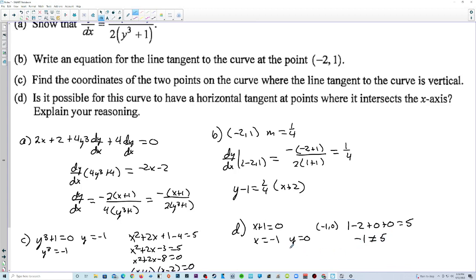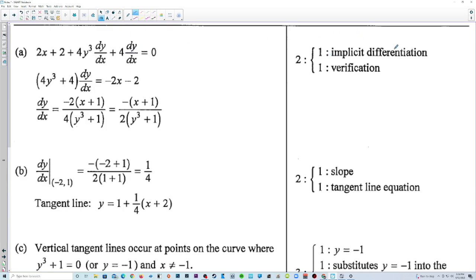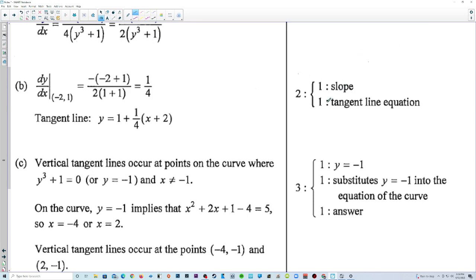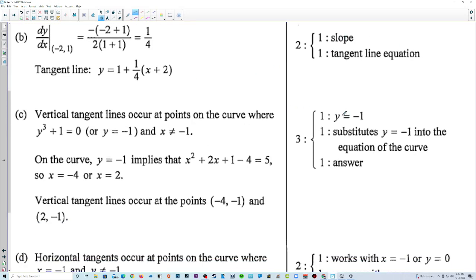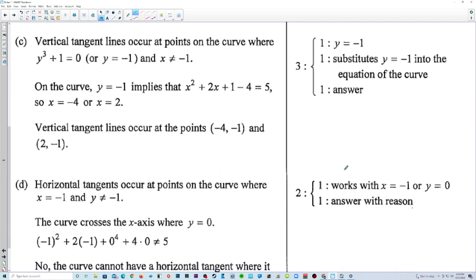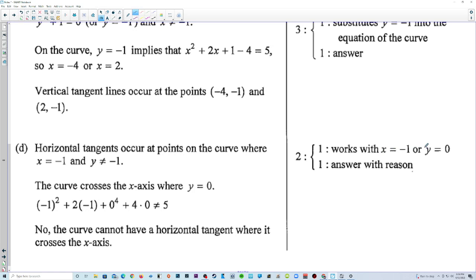So is it possible for the curve to have a horizontal tangent? No. And that's the reasoning. Negative 1 does not equal 5. So 1 for implicit differentiation, 1 for the verification, 1 for the slope, 1 for the tangent line, 1 for y is negative 1, substitutes y equals negative 1 into the equation of the curve, and then 1 for the answer. 1 works with x equals negative 1 or y equals 0 and answer with a reason.